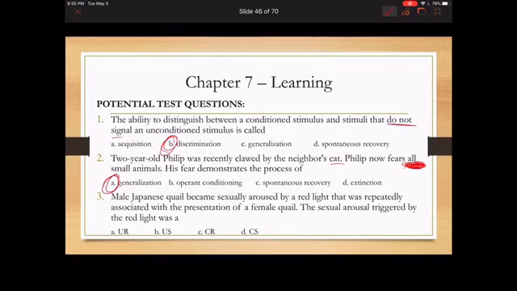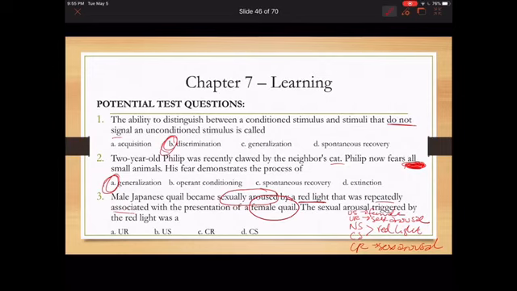Male Japanese quail becomes sexually aroused by a red light that was repeatedly associated. Aha, those words repeatedly associated is what tells you that the red light was the neutral stimulus that became the conditioned stimulus. And so we have to kind of infer what the unconditioned stimulus and the unconditioned response is. Well, it's told us that the response is sexual arousal. And the unconditioned stimulus would be a female quail.